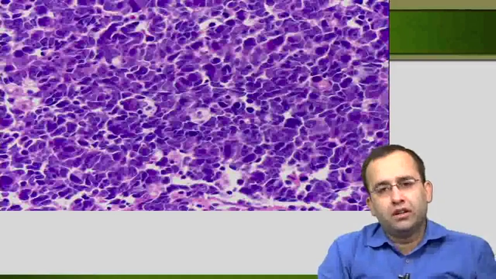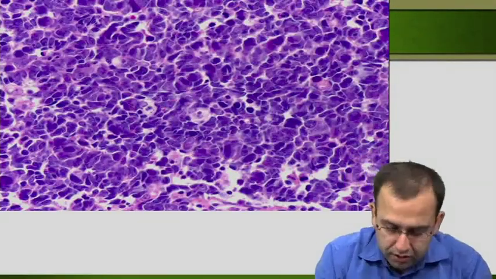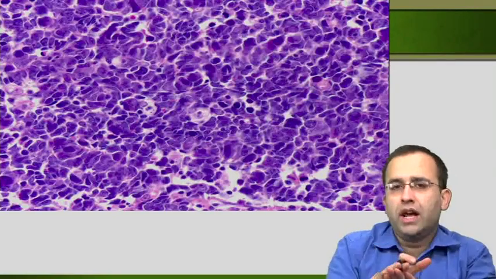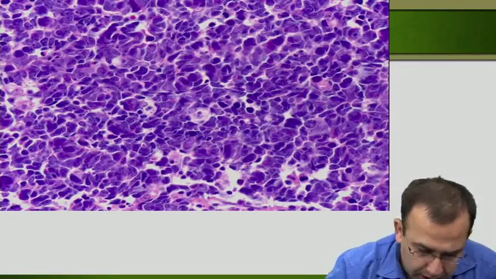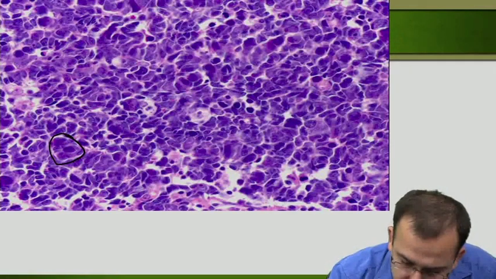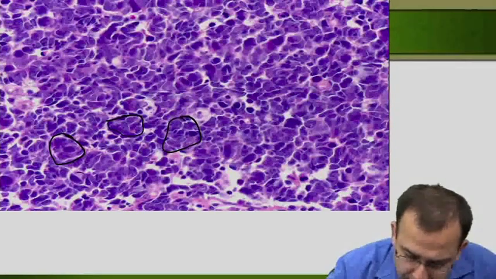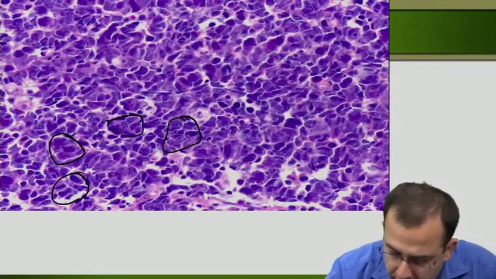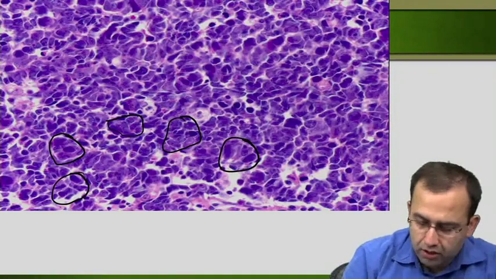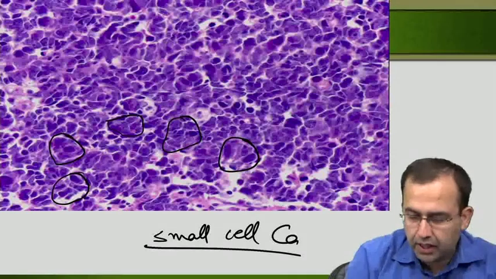Now have a look at this slide. Be unbiased. This is a very cellular slide. Still nuclear overlapping is not taking place. Look at the cells of your choice. All the nuclei are molded into each other. Look at any cluster, look at absolutely any cluster. All the nuclei are molded into each other. Nuclear molding, small cell carcinoma.